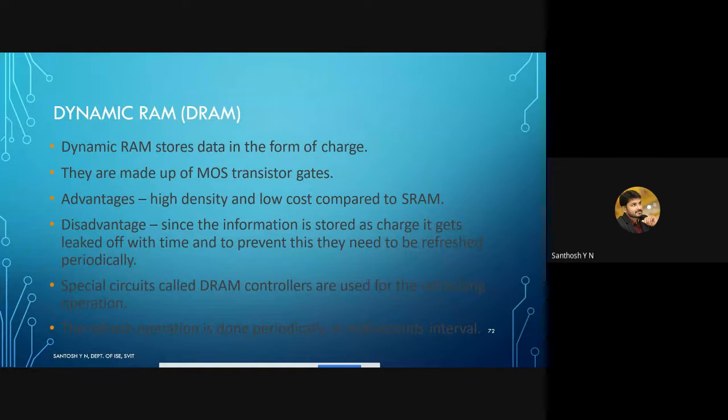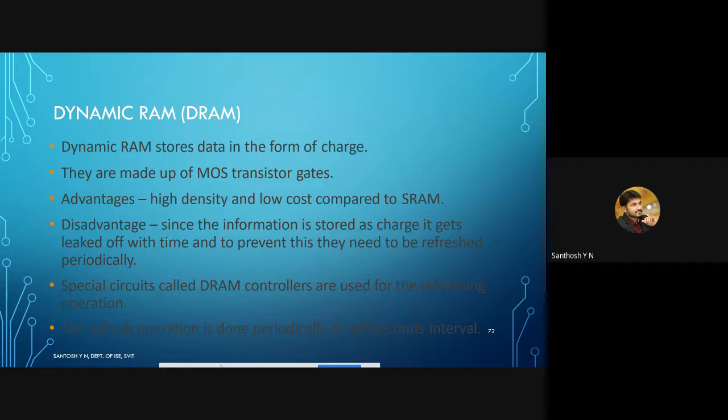So in today's video, we'll be discussing a very important concept. Again, it is a type of RAM. In the previous video, we discussed SRAM. Right? SRAM is nothing but a static RAM, which is realized by making use of 6 flip-flops. So now we'll be discussing DRAM, which is also called a dynamic RAM.